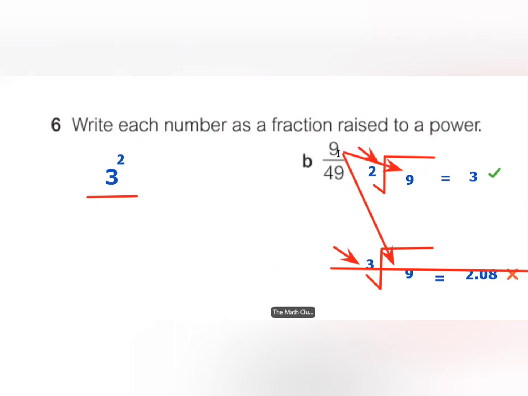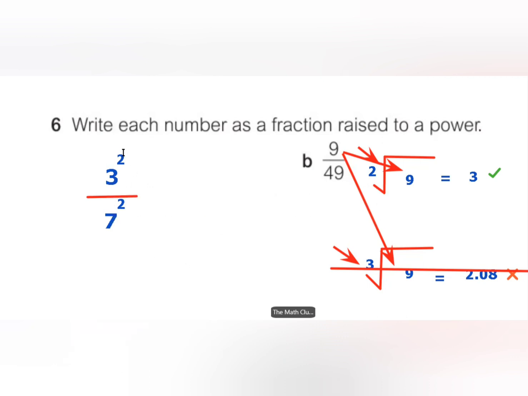Now, because I used the square root with 9, I have to use the square root with 49. So I'll put 49 under the square root, and the answer will be 7. So this one will be 7. You can check with the calculator, and you'll get 7, because 7 times 7 is 49. Now, as we said, the power will be 2, which is the power on the square root. So this one is 2. Okay.